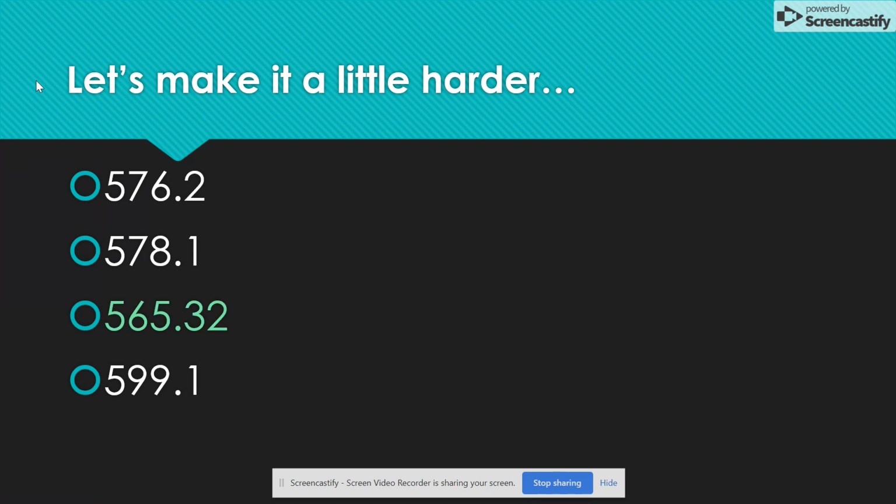Now, look at the first two call numbers. They both start with 5, 7, so now we need to look at the third number. One is 6 and one is 8. We know 6 comes before 8, so our next book would be 576.2, followed by 578.1. And of course, our last book would be 599.1.